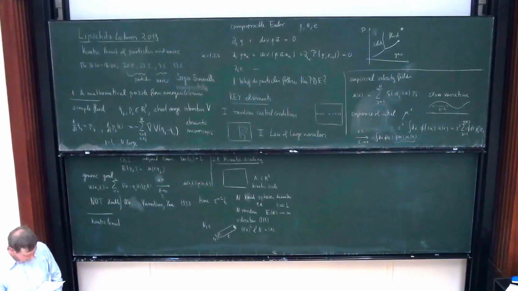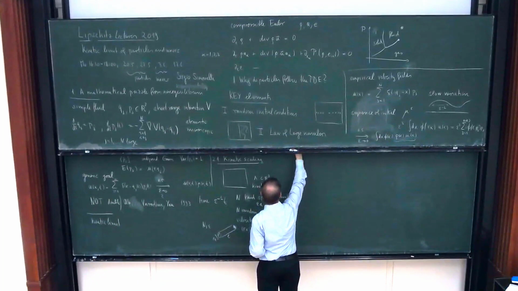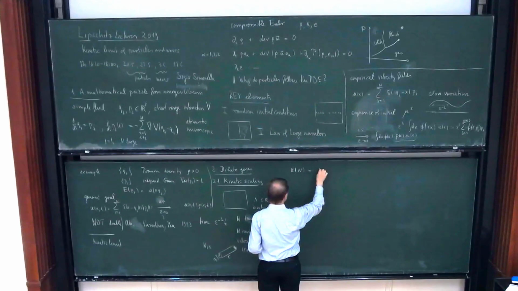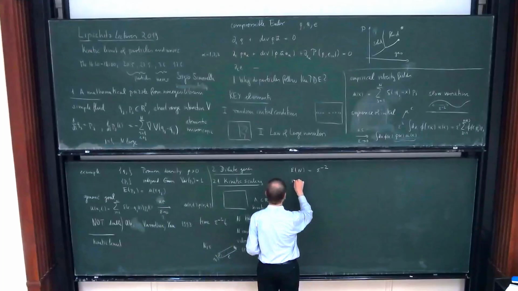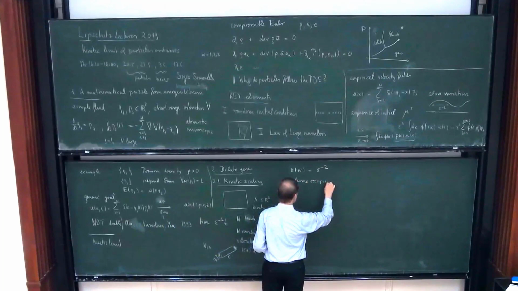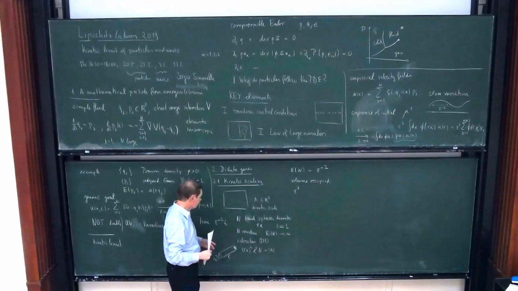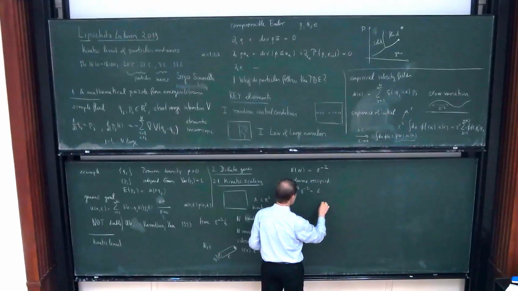This means that the number of particles should increase like epsilon to the minus 2. This is what comes from this. Now the question is, is this really a low density? Well, yes, because when I look at the volume occupied by the spheres, one of them will have a volume epsilon cubed, and then I have n of them, which is epsilon to the minus 2. So this is equal to epsilon, and this certainly will go to zero.